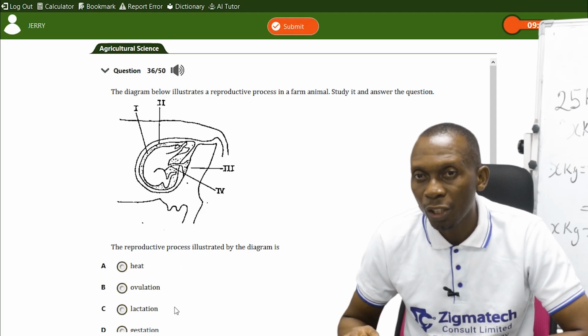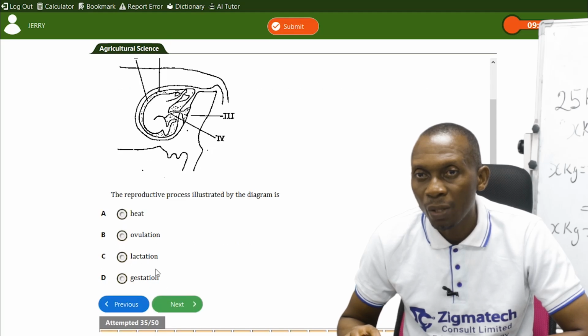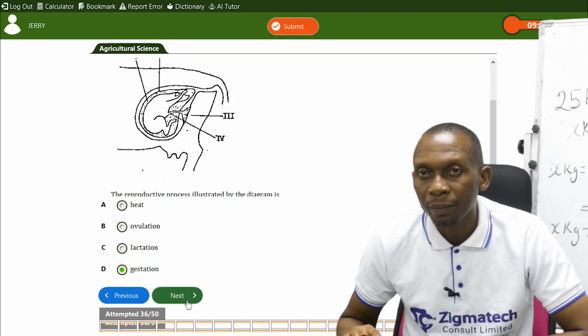Is not heat. Ovulation, no. Heat has to do with receptivity of the male animal. Ovulation is release of egg before breeding. Lactation is milk let down. Gestation is period from conception to birth. So the answer is D.